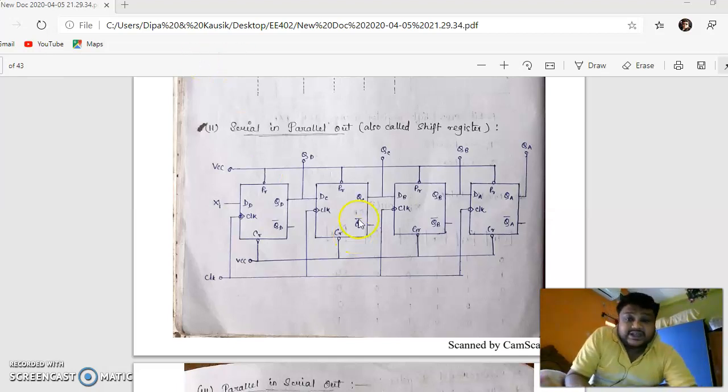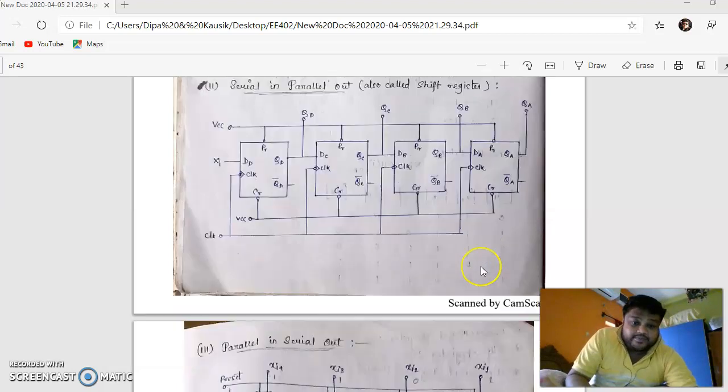Here, this is the total circuit diagram. Here we use 4 D flip-flops, 1 2 3 4. These 4 D flip-flops are connected to each other. Here we use the 4 negative clock pulses. All these negative clock pulses are connected to each other. This is the clear, this is preset, this Xi is the input, and this QD, QC, QB and QA are the parallel outputs. This is the whole description of this circuit diagram.